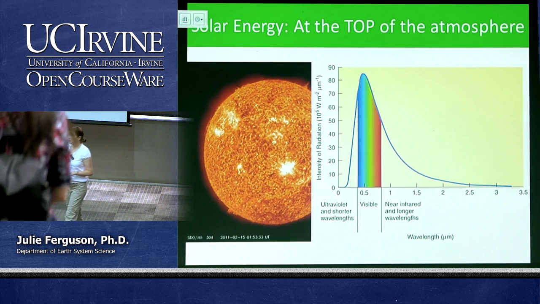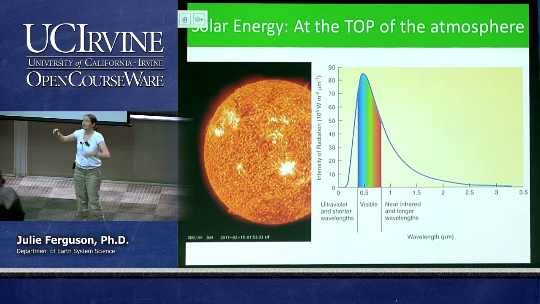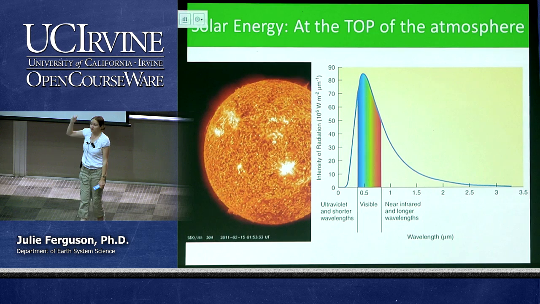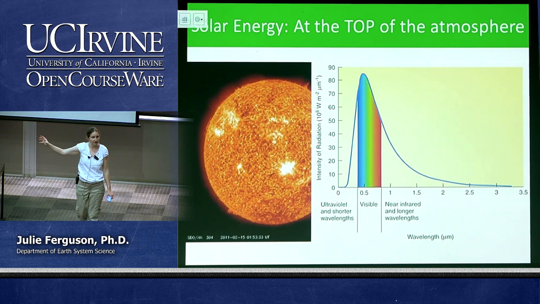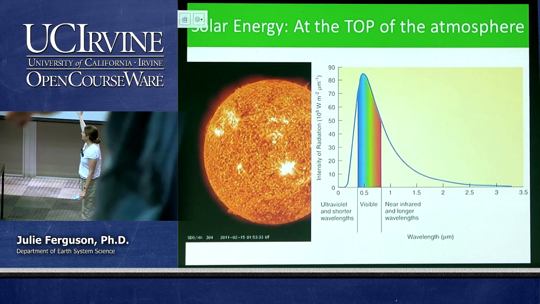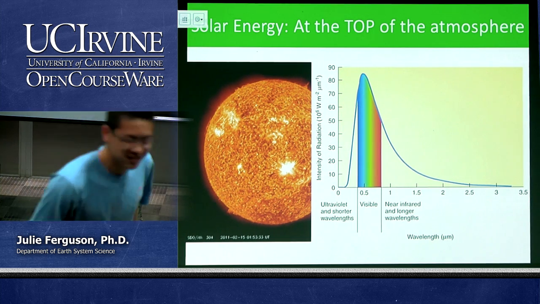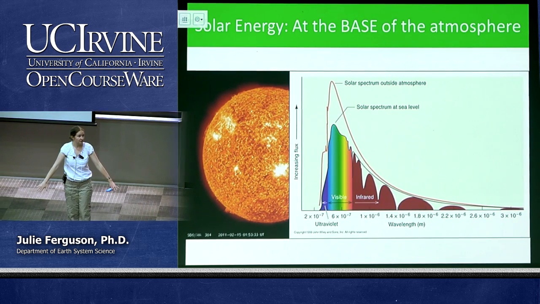As a reminder, on Tuesday we said that if we put a satellite above Earth's atmosphere, then this is the sort of spectrum coming from the sun that we might observe. The peak of that spectrum is in those visible wavelengths, but it also produces some ultraviolet, some of those shorter wavelengths, and some infrared, some of those longer wavelengths. So what happens if we instead measure that down here at sea level?